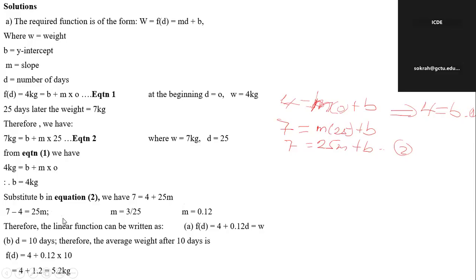We are looking for M, not 25M. So what do we do? We divide through by 25. So 25M divided by 25 will give you M, or the 25 will cancel out. Then M will be equal to what? 7 divided by 25. Wait, did I say 7? It's 3 divided by 25.